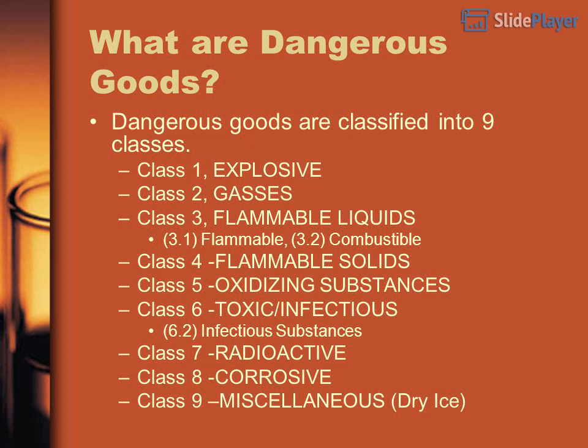Dangerous goods are classified into 9 classes. Class 1, explosive. Class 2, gases. Class 3, flammable liquids. 3.1, flammable. 3.2, combustible. Class 4, flammable solids. Class 5, oxidizing substances. Class 6, toxic/infectious. 6.2, infectious substances. Class 7, radioactive. Class 8, corrosive. Class 9, miscellaneous, dry ice.